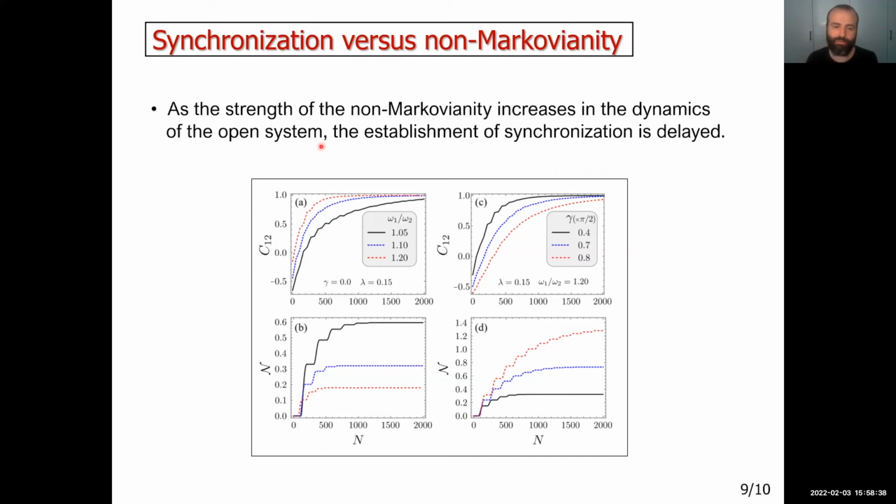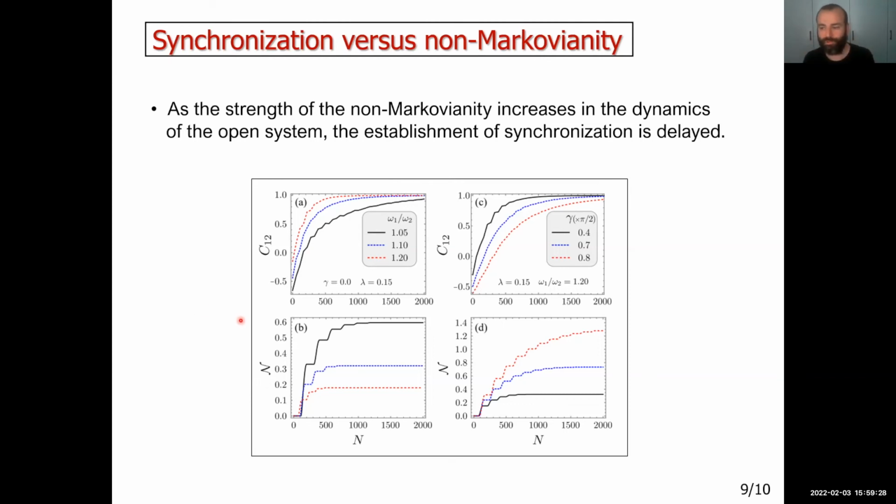So for instance, if you compare figures A and B, A is for the Pearson coefficient, so for synchronization, B quantifies the memory effects. You see, these are for different detunings. For instance, for the red line, we have the lowest amount of non-Markovianity, and the black corresponds to the highest amount. And in the synchronization plot, you see the black line reaches the value 1, the full synchronization, the last. So if there is more non-Markovianity in the dynamics, it becomes harder and harder to obtain the synchronized dynamics, let's say. So there's an inverse relation between the two.